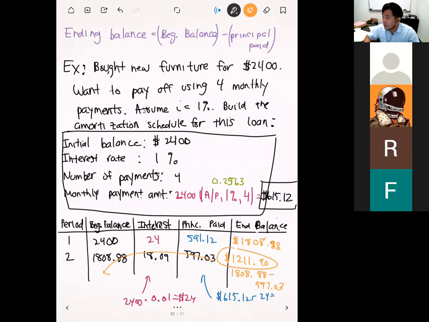Where it says 615.12, what's the number next to it? I'm having a hard time reading it. It's at the bottom right in blue. Oh yeah, it's 615.12 minus 24. Minus 24, thank you. Yes, it's representing that the principal paid is going to be our normal monthly payment amount minus the interest for that month. That was for the first month.